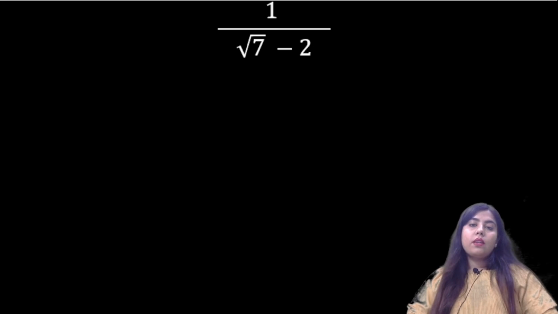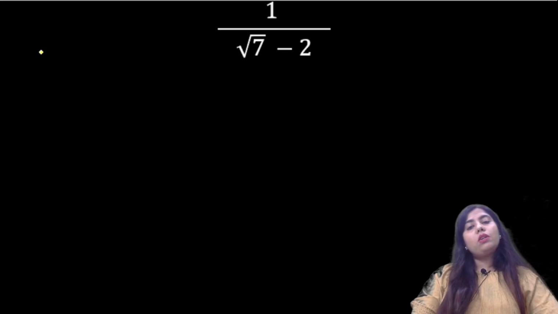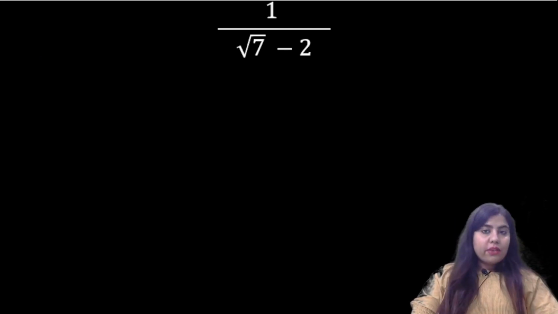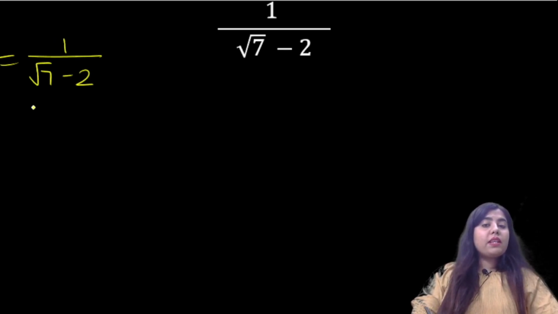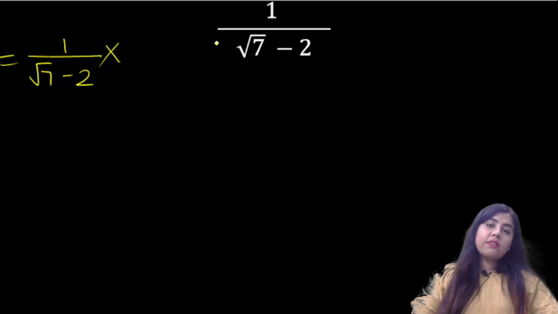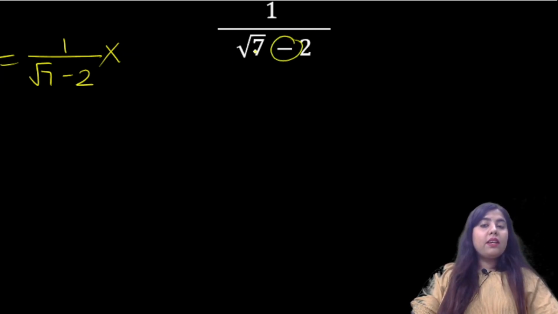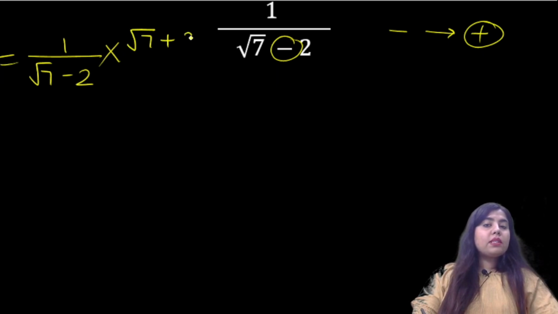Okay. Now see the next one. 1 by root 7 minus 2. Here also we have denominator as an irrational number. So we have to do rationalization. To do rationalization, we have to first write the given number as it is, 1 by root 7 minus 2. Now we have to multiply it by a suitable number. By what suitable number? Whatever is given to us in the denominator, we have to just change the given sign. Minus is given here, so we will change it to plus. So we have to multiply it by root 7 plus 2 by root 7 plus 2.